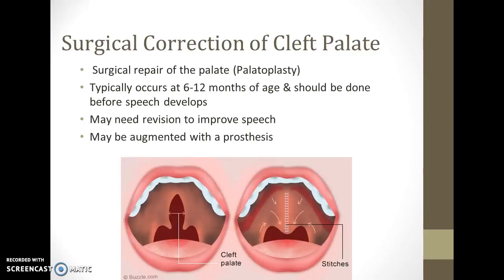Surgical correction of a cleft palate is called palatoplasty, and that typically occurs at 6 to 12 months of age and should be done before speech develops. Throughout their childhood, they may need revisions to help improve speech, and depending on how much of the palate is missing, they may need to augment the palate with a prosthetic.